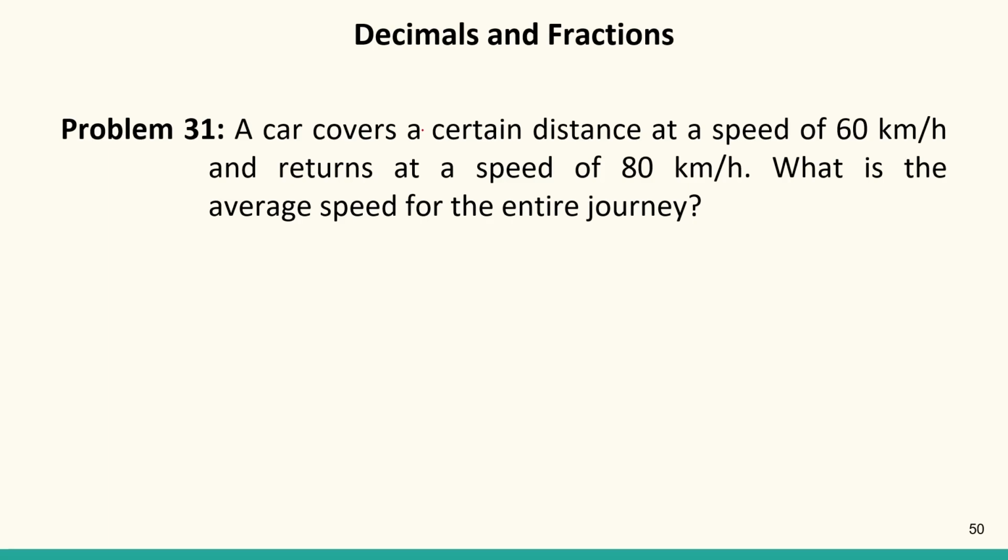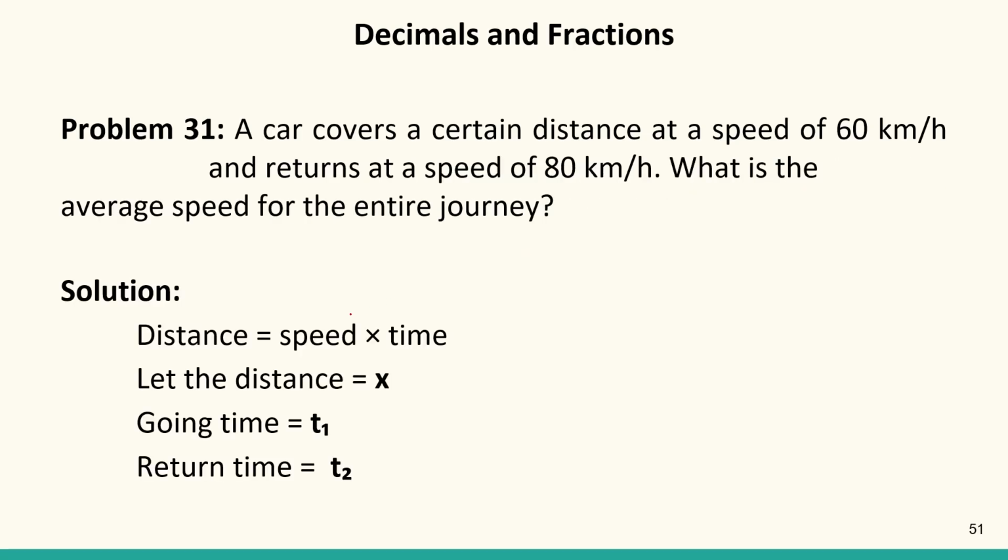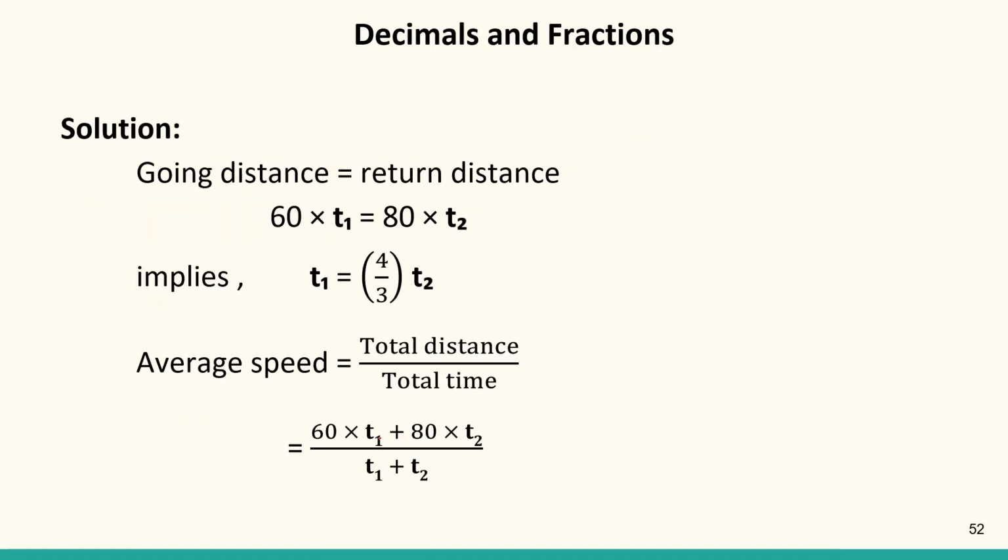Okay, a car covers a certain distance at a speed of 60 km per hour and returns at a speed of 80 km per hour. So what is the average speed of the entire journey? So distance is equal to speed into time. Let the distance be equal to x, going time equal to t1 and return time equal to t2. So going distance is equal to return distance. So 60 into t1 is equal to 80 into t2. So this implies t1 is equal to 4 by 3 into t2.